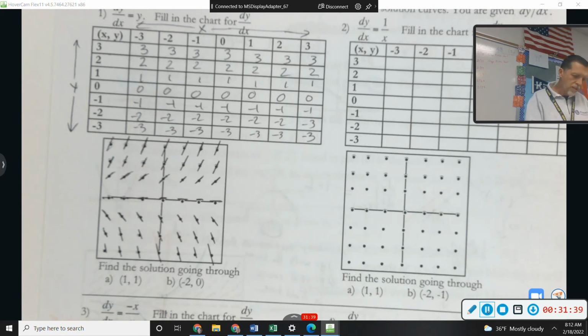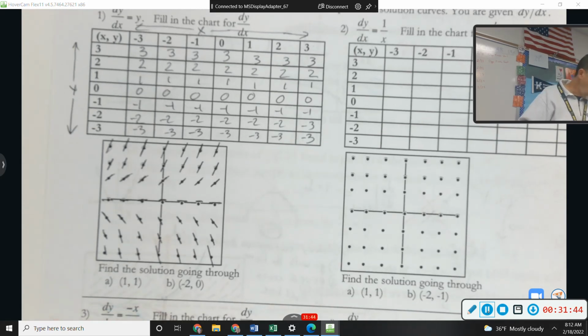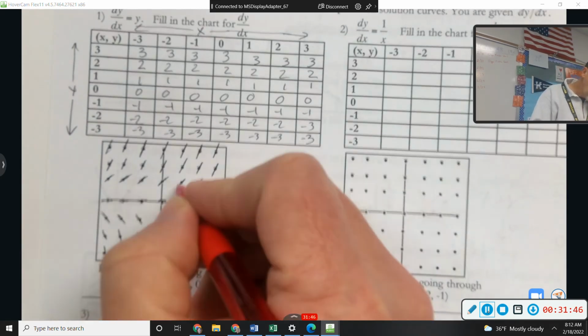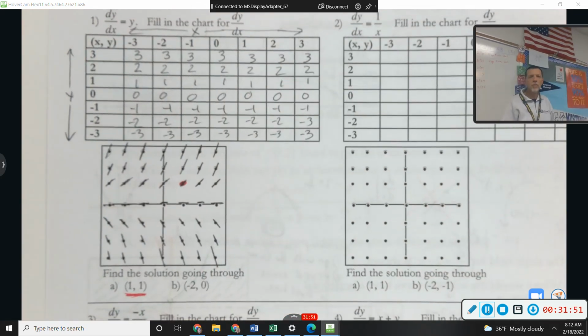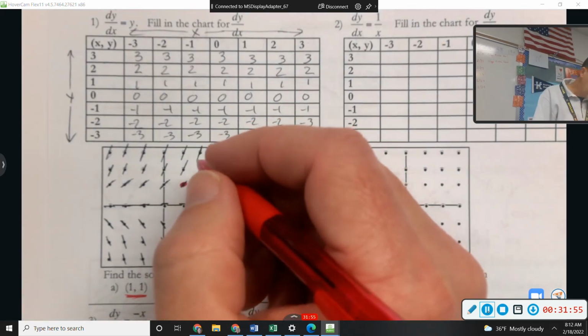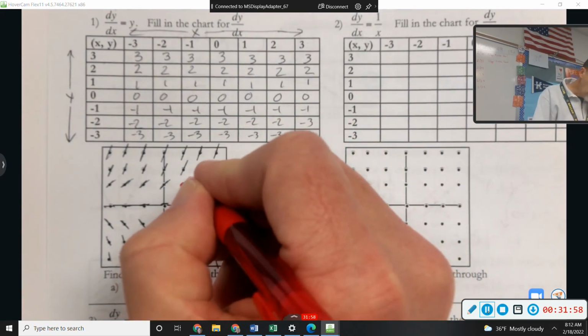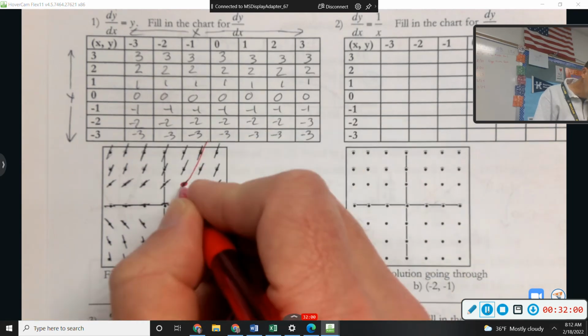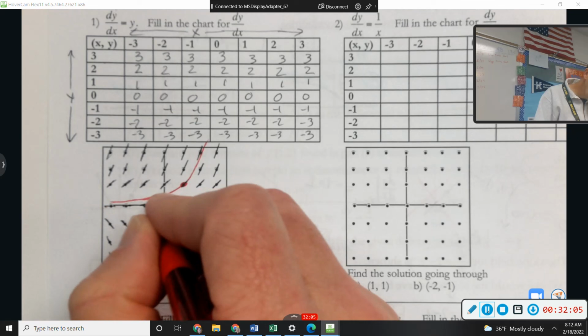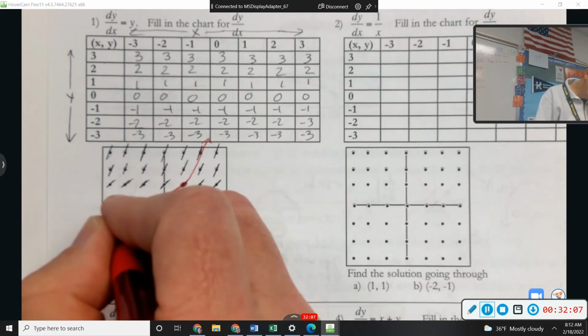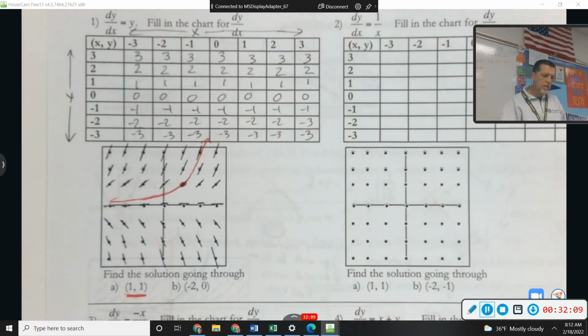Find the solution going through 1, 1. I'm going to do this a couple times, so I'm going to use different colors. Solution going through 1, 1. Again, kind of just go with the flow. Don't cross any field lines. Like that.